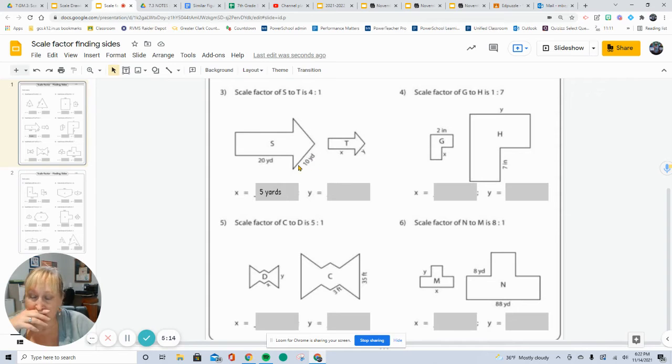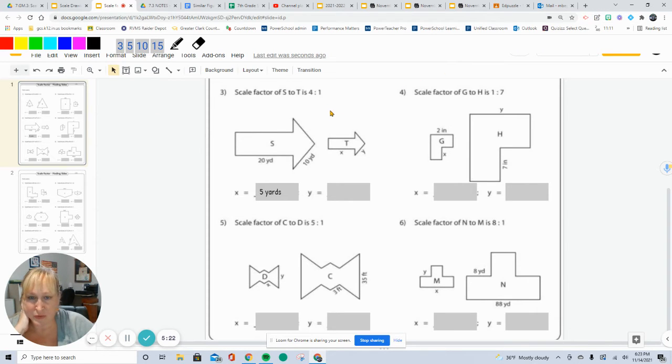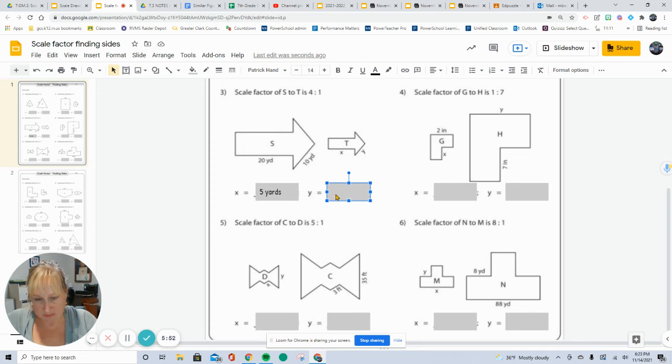Same thing. This one's going to be a little different because we may end up needing to use our calculator. So let's see how that goes. We're going to have 4 to 1. Okay, in this case, it's 10 and y. 4 times y is 4y. 10 times 1 is 10. Now I've got to divide both sides by that 4. y will equal 2.5. So your answer will be 2.5 yards.